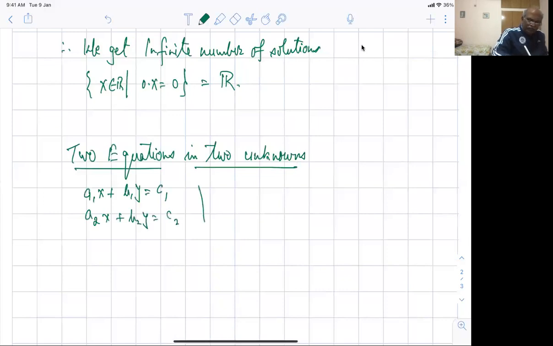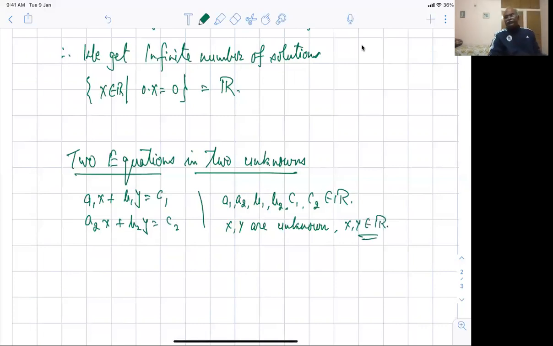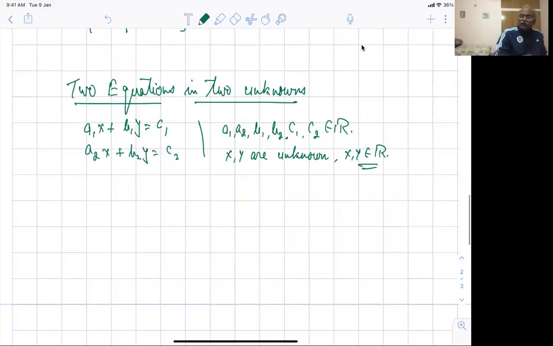What I have here is that a1, a2, b1, b2, c1, c2 belong to R and are known to us, and x and y are unknown. We are also assuming that x and y belong to R. We are solving there itself. Is that okay? If you remember, you have solved this also. You have done everything here. So nothing special about it.